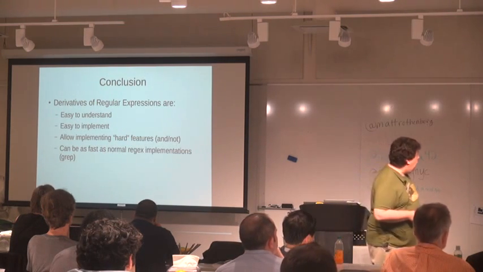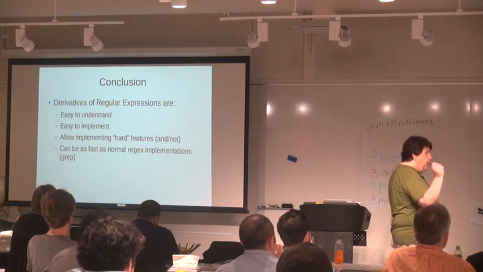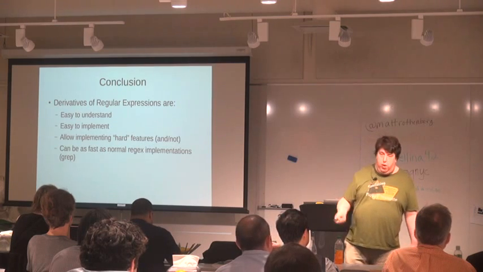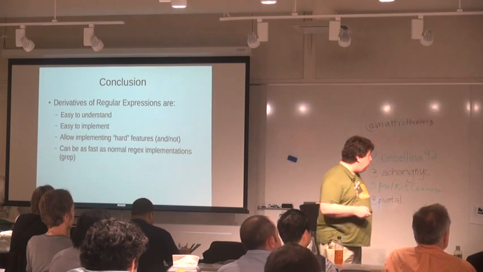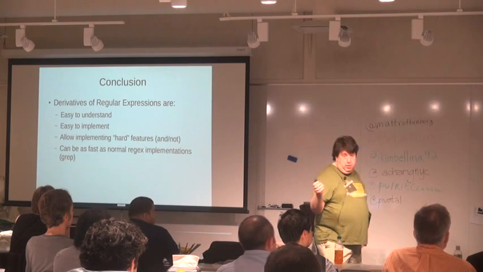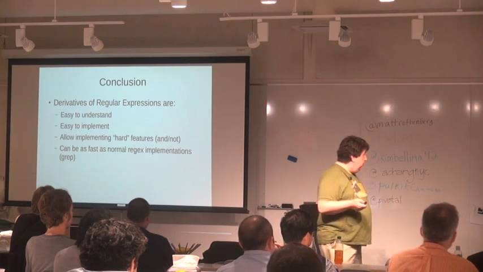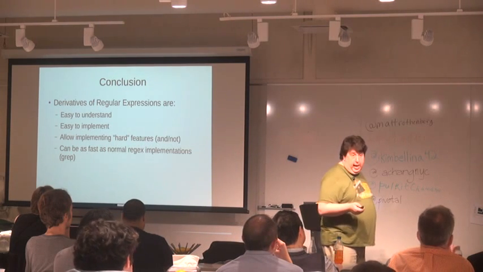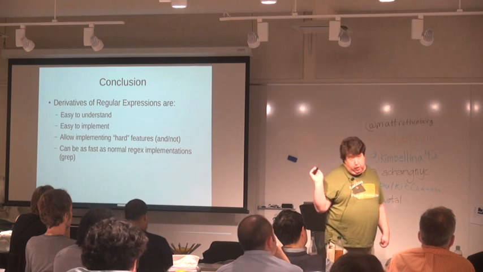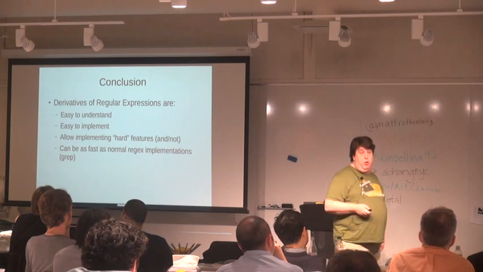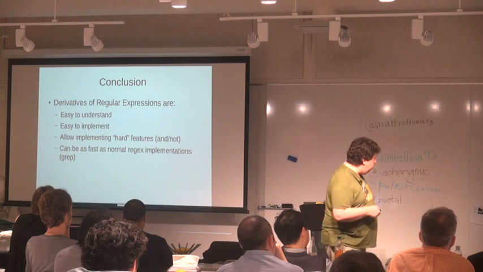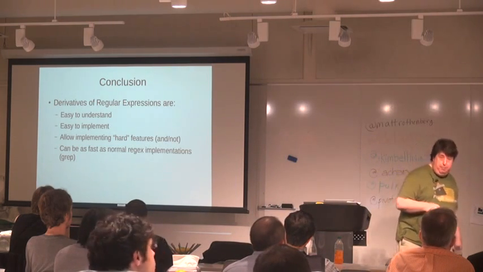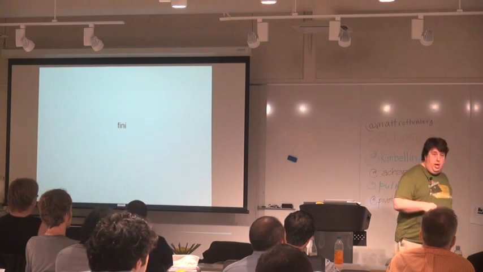So, conclusion: derivatives of regular expressions are easy to understand, especially when you think in terms of lists of strings and not more complicated data structures. They are easy to implement, especially in a language like Haskell. They allow implementing hard features which you don't often get, like and and not. You find very few regular expression libraries that allow you to do and and not of regular expressions. And they can be as fast as normal regular expression implementations like grep. Right? And that's all I have.